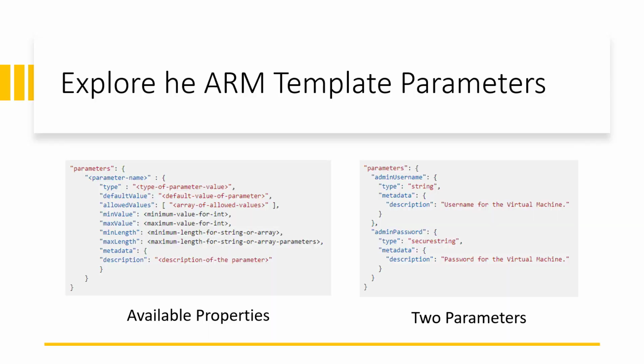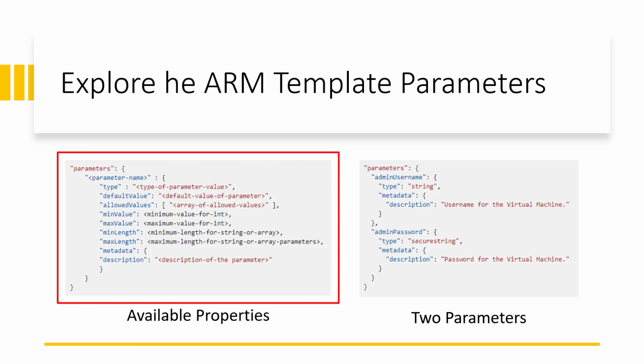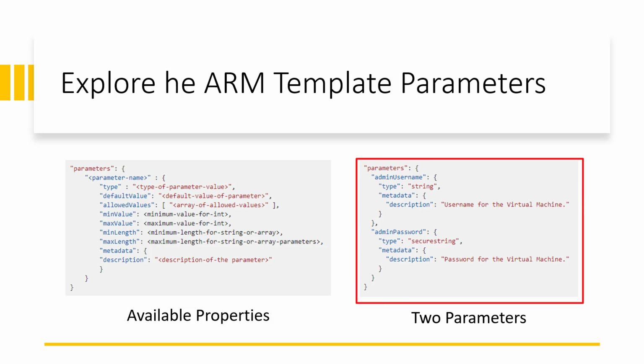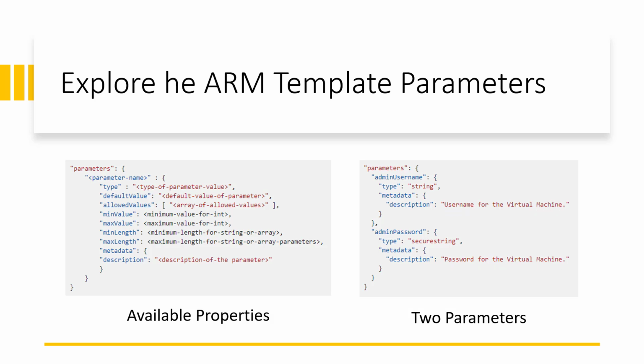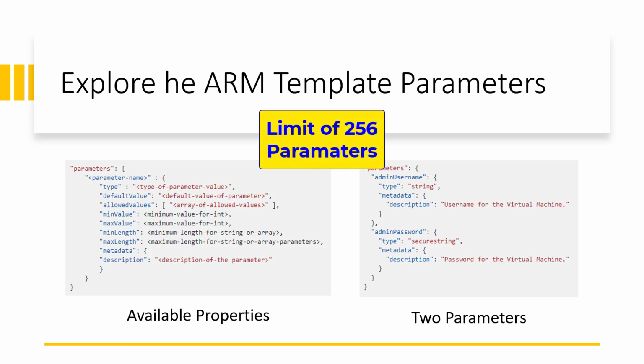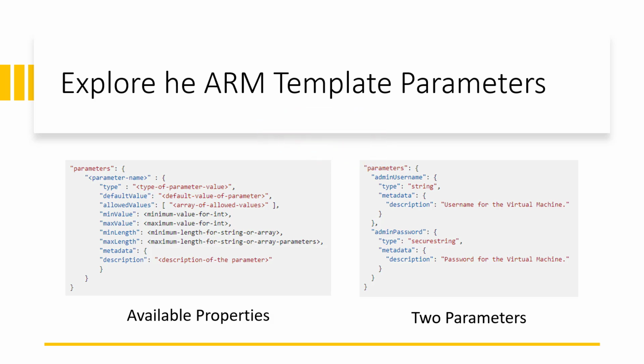In the parameters section of the template, you specify which values you can input when deploying the resources. On the left are the available properties for a parameter. On the right is an example that illustrates two parameters, one for a virtual machine's username and one for its password. There's a special note here. You are limited to 256 parameters in a template. You can reduce the number of parameters by using objects that contain multiple properties.